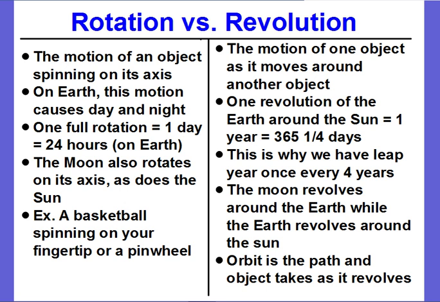Rotation versus revolution: it's important to understand the difference between these two things. They are not interchangeable. They have different meanings. When an object is rotating, we're talking about the motion of that object spinning on its axis. When the Earth spins on its axis, the Earth's rotation causes day and night. It makes one full rotation every day, or every 24 hours. That's on Earth. It's different on different planets and on the Moon as well. The Moon also rotates on its axis, as does the Sun.